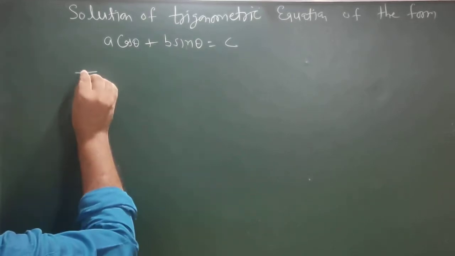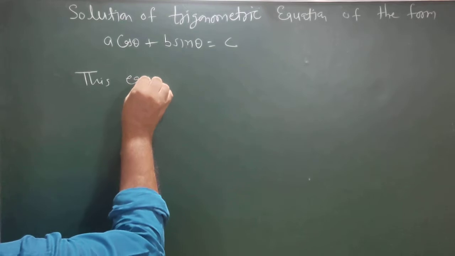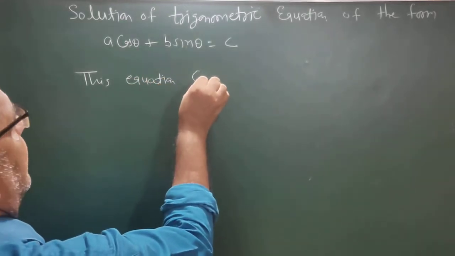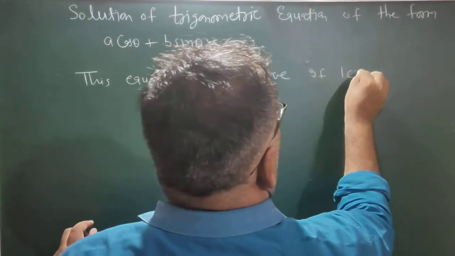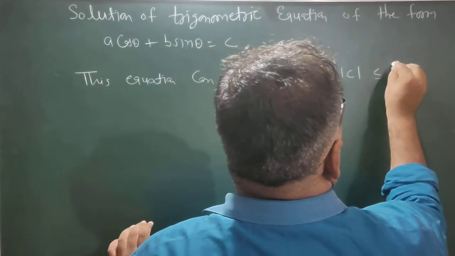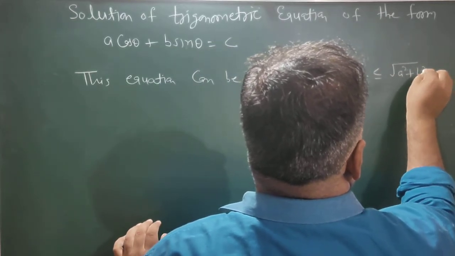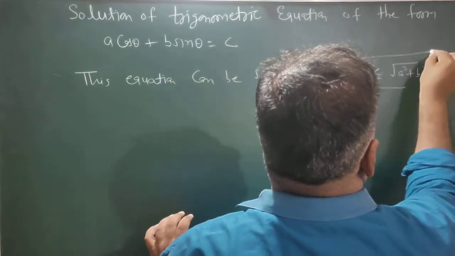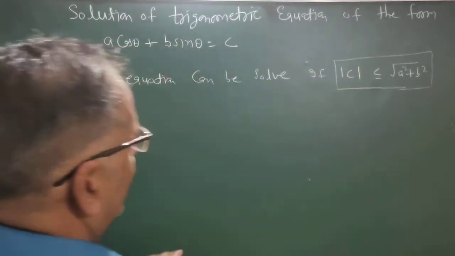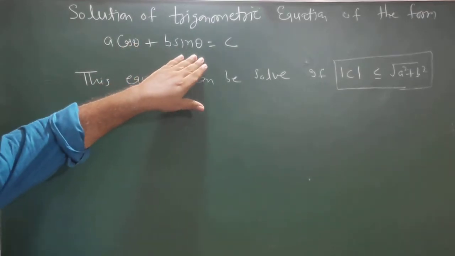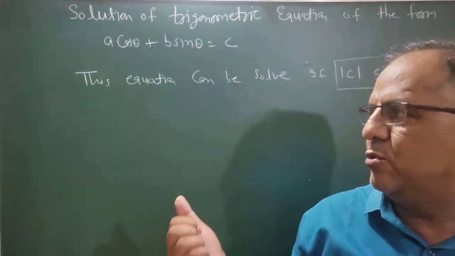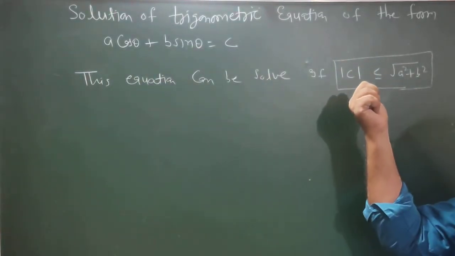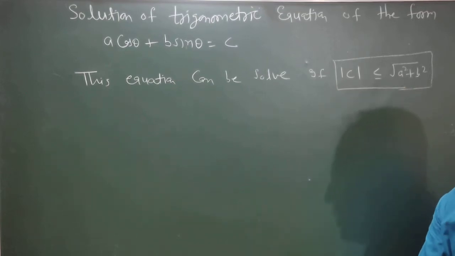This equation can be solved if magnitude of C is less than or equal to under root of A square plus B square. This is the compulsory restriction for solving this type of trigonometric equation. If the trigonometric equation is coming in the form of A cos theta plus B sin theta equal to C, where A, B and C are numerical values, first we check if magnitude of C is less than or equal to under root of A square plus B square, then we can say this type of trigonometric equation can be solved.